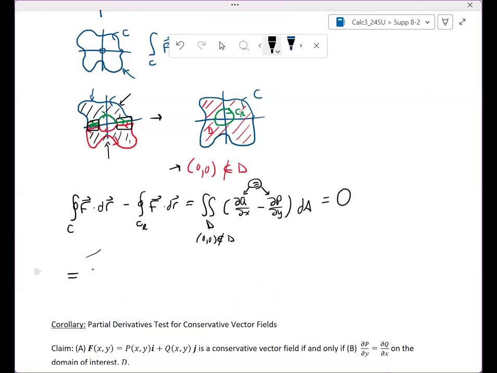Or in other words, the integral over C of f dot dr for an arbitrary curve C enclosing the origin equals the integral over C_R, and I suppose I could put circles like that, of f dot dr, but that's just 2 pi.